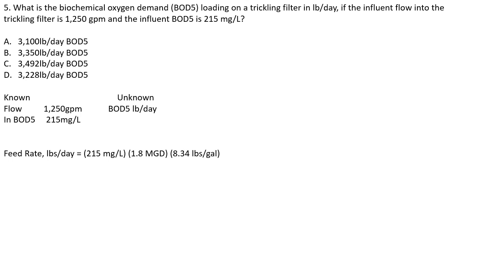Now we can plug everything into our formula and do our math. So 215 milligrams per liter times 1.8 mgd times 8.34 pounds per gallon. And the answer was 3,227.6. And the closest to that is D, 3,228 pounds per day of BOD.